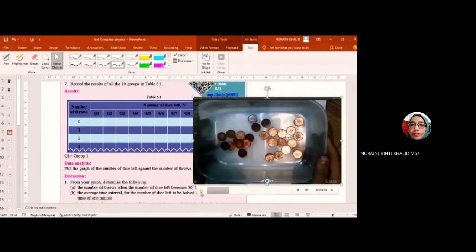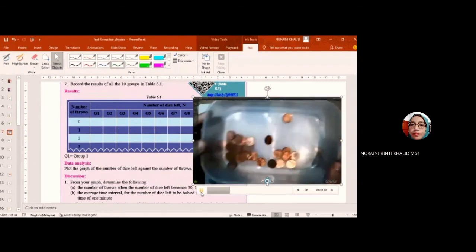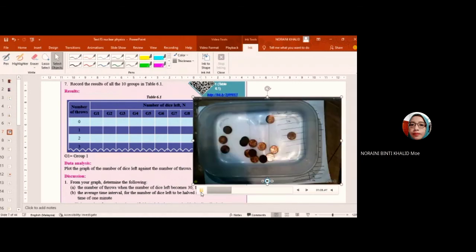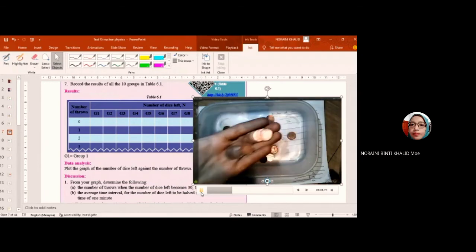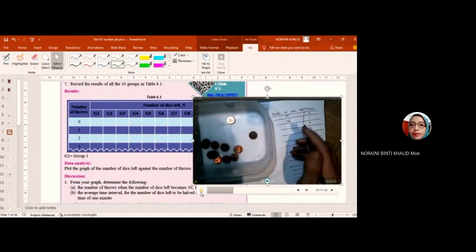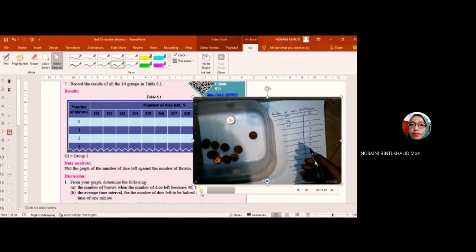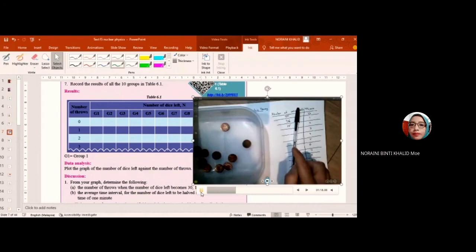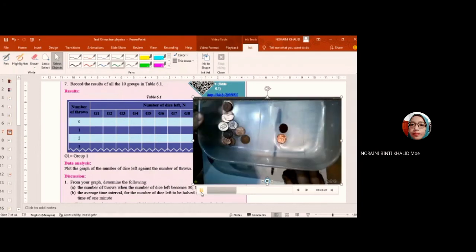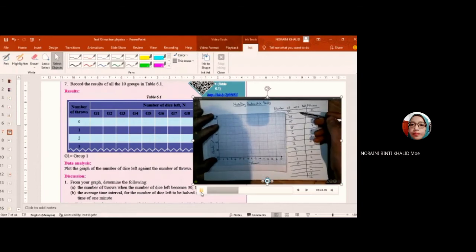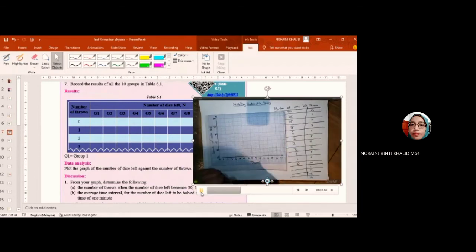And then the second row again. Okay, you record the ones that are left on the table. You repeat the same things until you have recorded everything and no more are left. This one, how many times? 10 times, 10 throws. Actually, you can stop at 5 throws already.